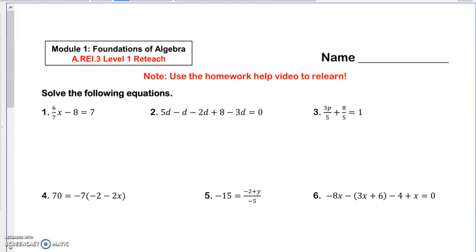Okay, class, today we're doing Module 1 Foundation Algebra, A.REI.3, Level 1 Reteach. So the first thing we're going to do is put our name on it, and we need to solve the following equations.